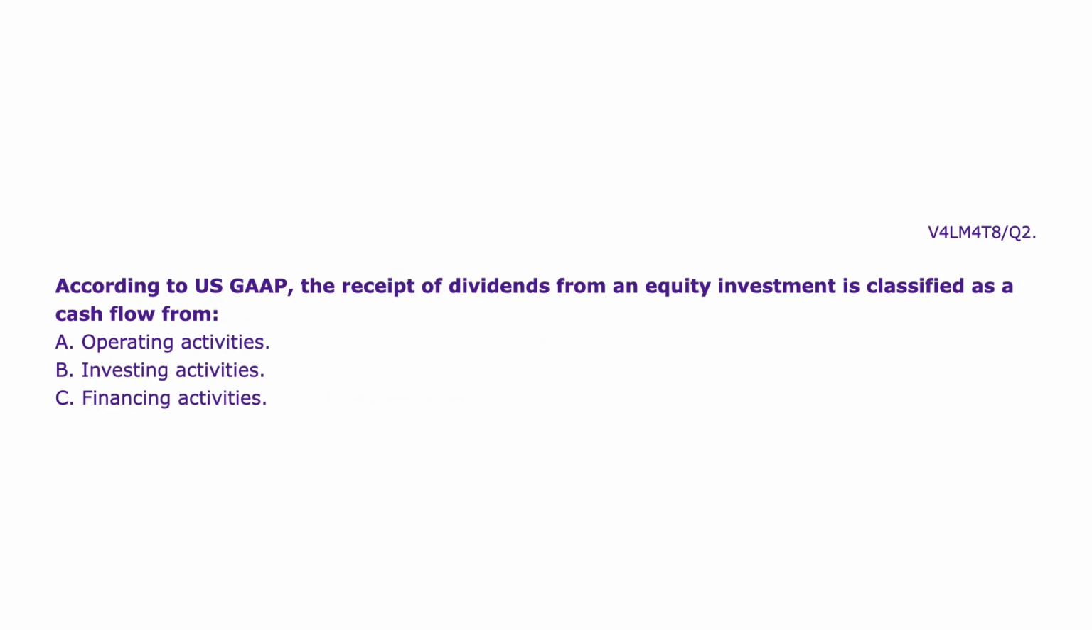According to US GAAP, the receipt of dividends from an equity investment is classified as a cash flow from A. Operating activities. B. Investing activities. C. Financing activities.